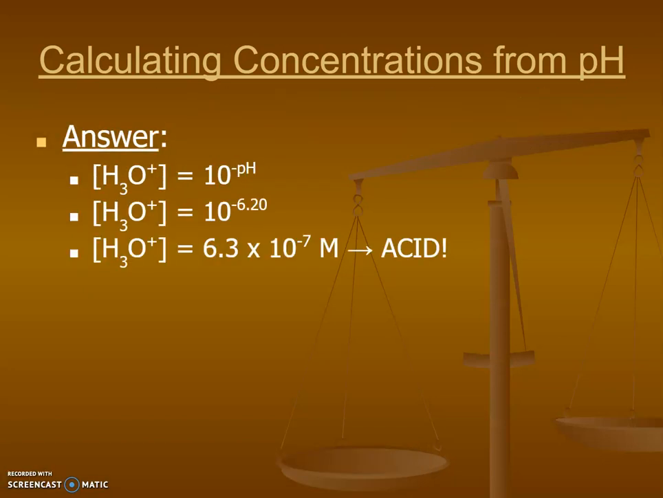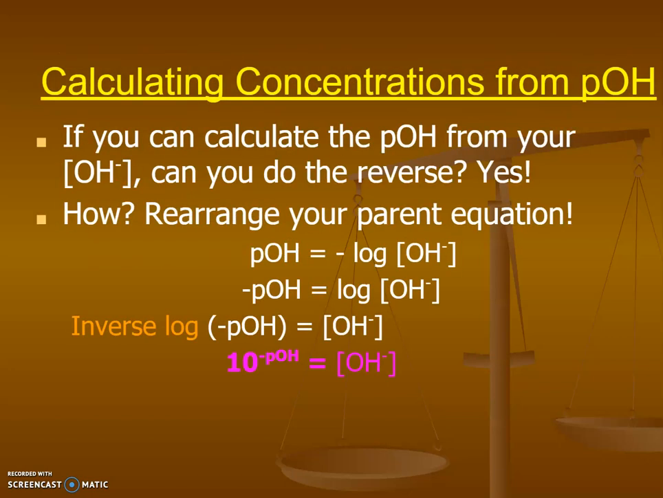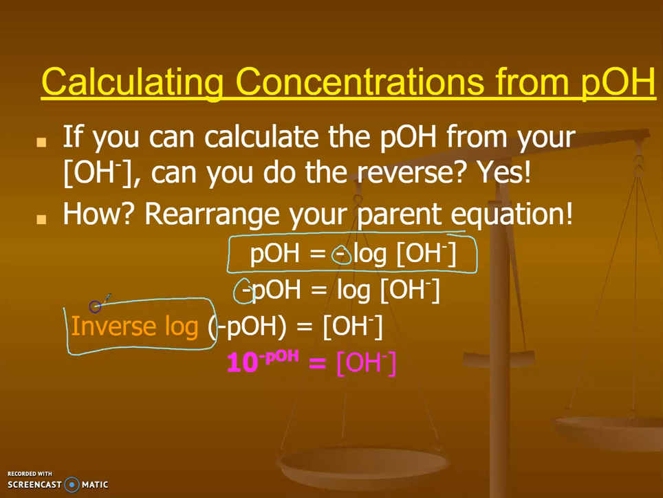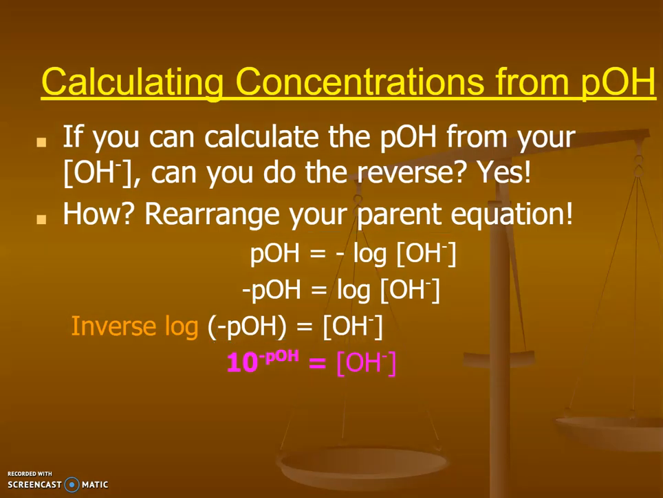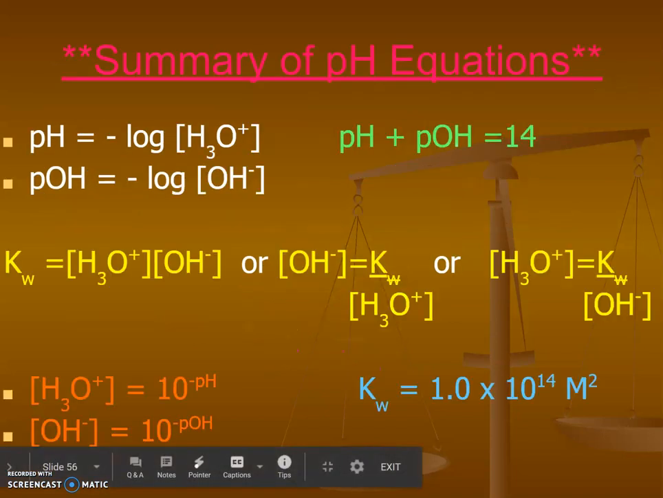So that is a nice way for you to figure out the concentration of your hydronium ions from your pH. You can do the same thing for concentration of hydroxides and your pOH. It is the exact same application. You take the opposite of the negative on each side, you take the inverse log, and you get the 10 to the negative pOH concentration. So you can solve and figure out any of them from here.